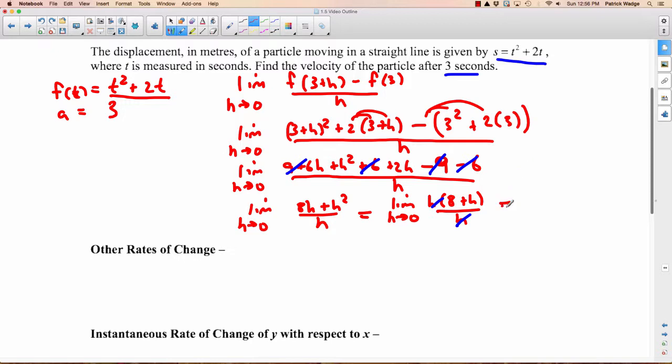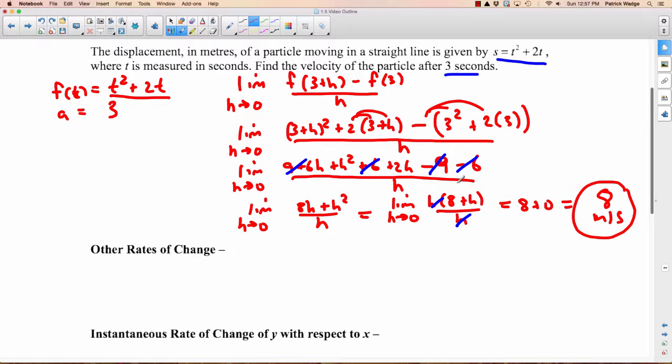How do we evaluate the limit? We plug 0 into h. I get 8 plus 0. So our answer is 8. 8 what? 8 meters per second. We found the velocity of the particle. At exactly 3 seconds, the instantaneous velocity at 3 seconds is 8 meters per second.